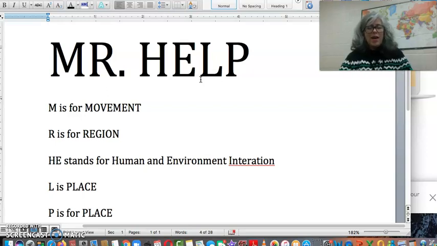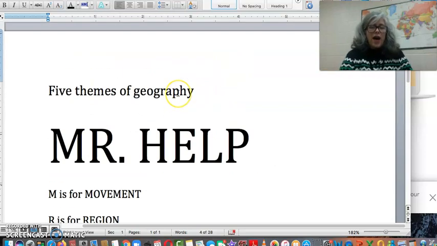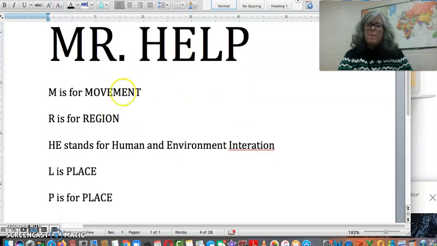So if you don't already have your notes out with you, or if you haven't already printed this Word document to go along with me, then please get that ready and let's start. So this is the 5 themes of geography. Mr. Help is the acronym that you should use to remember what the 5 themes of geography are.